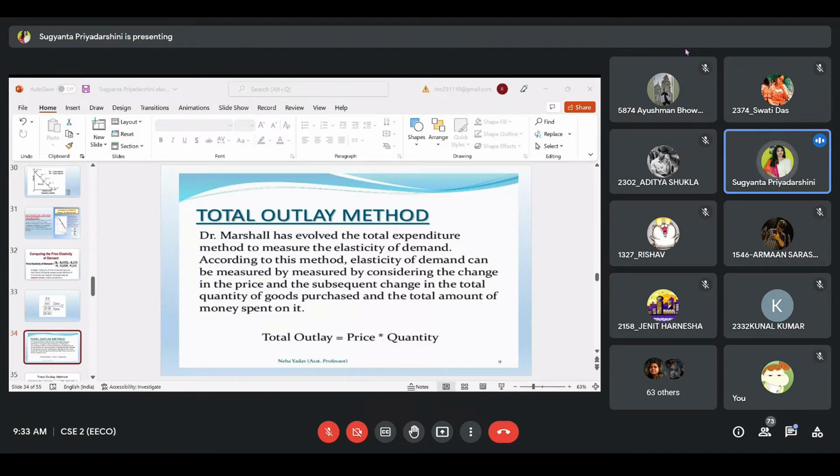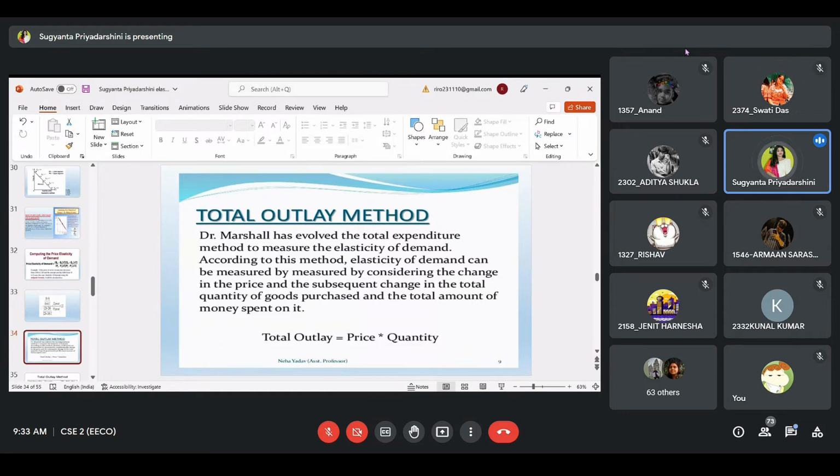Here I have just taken price into quantity because I am assuming it is about one commodity. If it is about two commodities, then it will be P1 into Q1 plus P2 into Q2. But as it is just one commodity, it is price into quantity. If I say that today I have spent 100 rupees by buying a single commodity which is 100 rupees, so 1 into 100, that's 100. That is your total outlay or total expenditure. Is the concept understood?